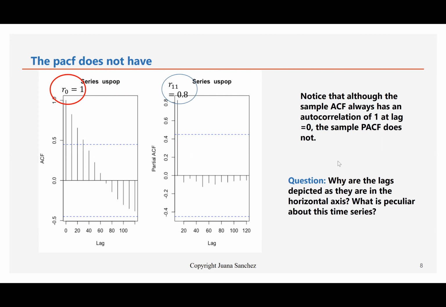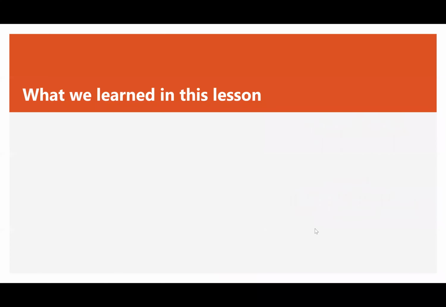So here's a question for you that we can answer elsewhere. Why are the lags depicted as they are in the horizontal axis? 20, 40, that looks like a lot of lags here. What is peculiar about this time series for R to have the lags in the horizontal axis this way?